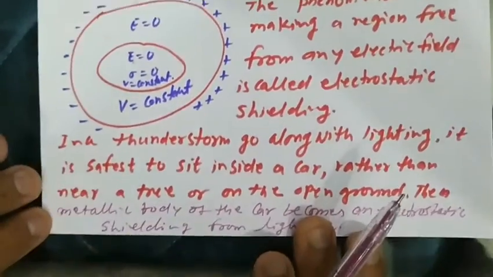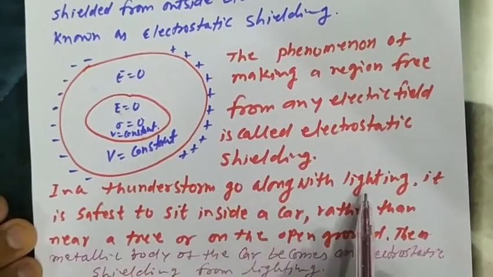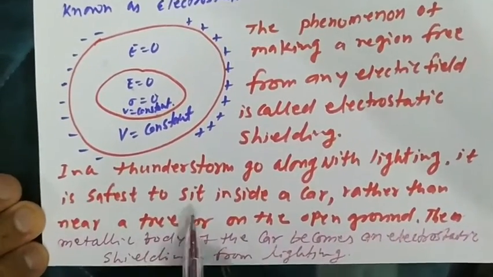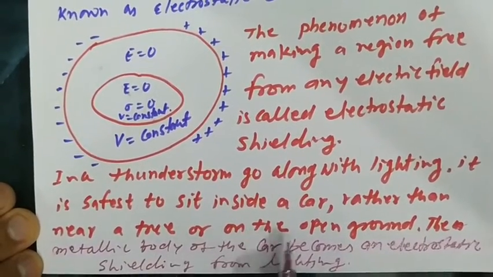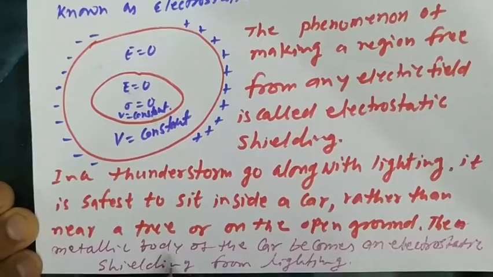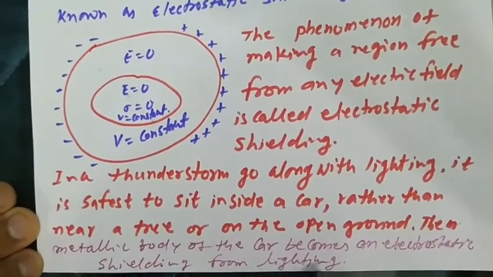One application of this concept: in a thunderstorm, with the lightning going along, it is safest to sit inside a car rather than near a tree or on the open ground. The metallic body of the car acts as an electrostatic shield from the lightning.